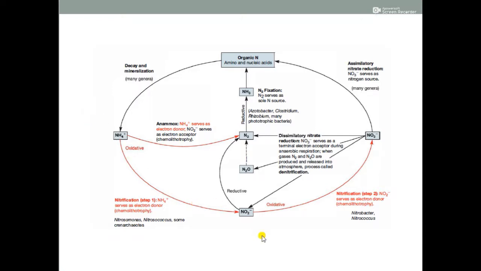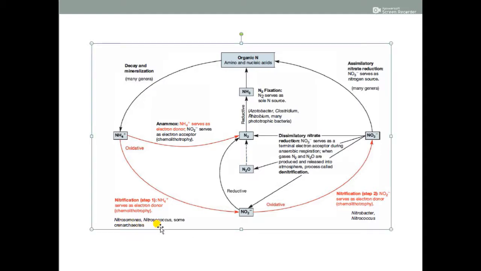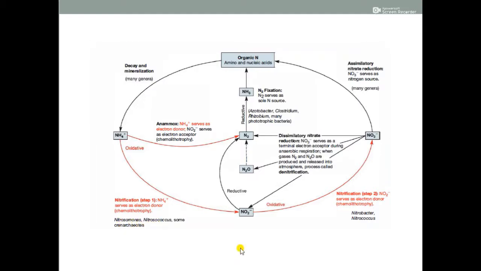During the first step, what happens? Ammonium serves as an electron donor by the process of chemolithotrophy, and it is converted into NO2 minus. Bacteria such as Nitrosomonas as well as Nitrosococcus will act over here and convert it into NO2 minus, or nitrite. This is the first step of nitrification.